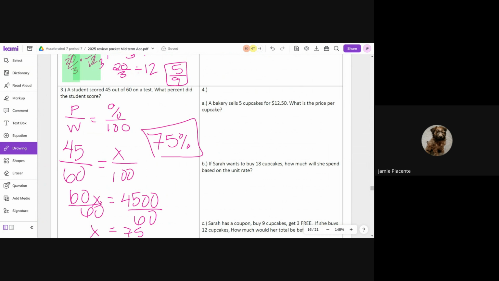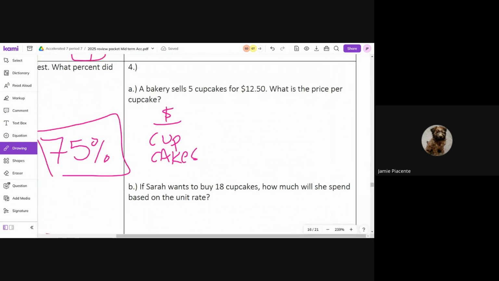A bakery sells 5 cupcakes for $12.50. What's the price per cupcake? So I'm going to put my rate as money over cupcakes. So we have $12.50 for 5. So $12.50 divided by 5 gives me $2.50 per cupcake.